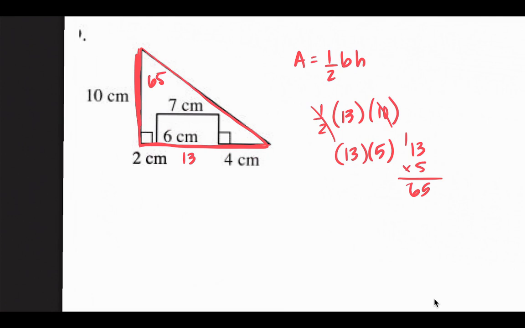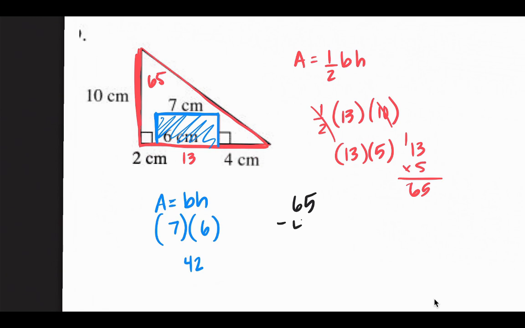So now we're going to do the rectangle. So the rectangle is a parallelogram, so it's base times height, and our height is 6, and our base is 7. So that together is 42. Now I need to subtract this portion out because that doesn't belong in the triangle. So we'll do 65 minus 42 to get an area of 23 centimeters squared.